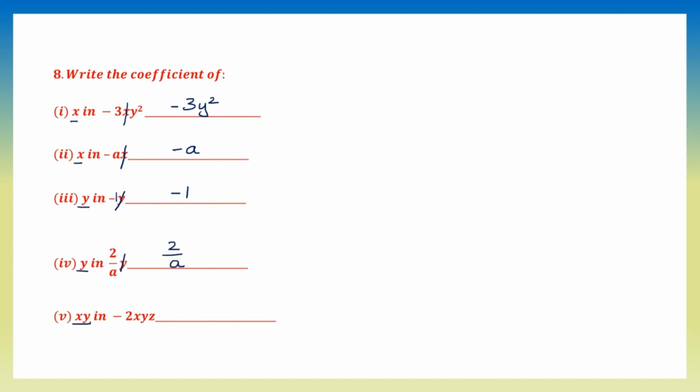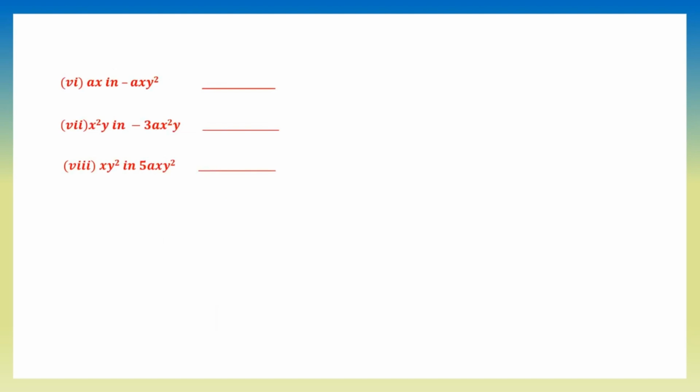xy, this time it's xy. So leave out x and y. And what is left? Minus 2z. Next one, ax. We have ax, so leave out ax. We have minus y square left.